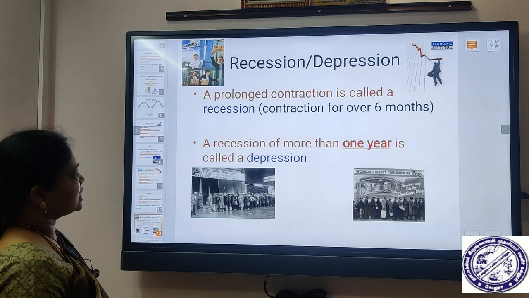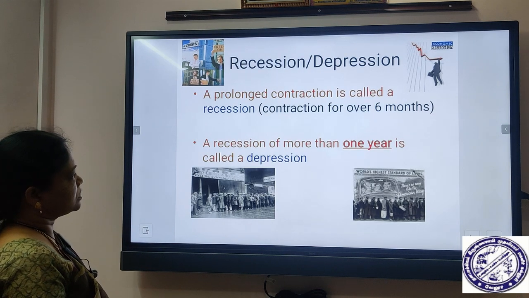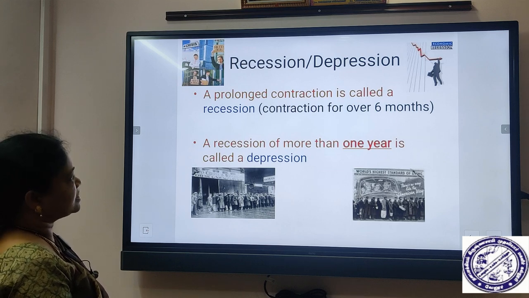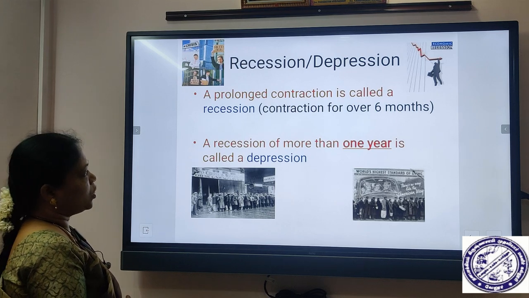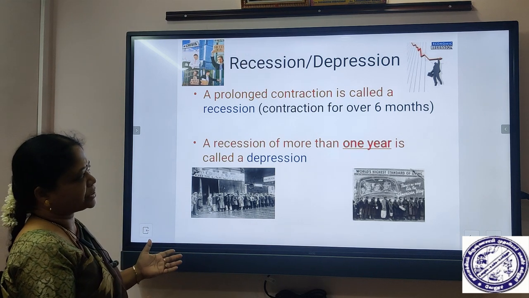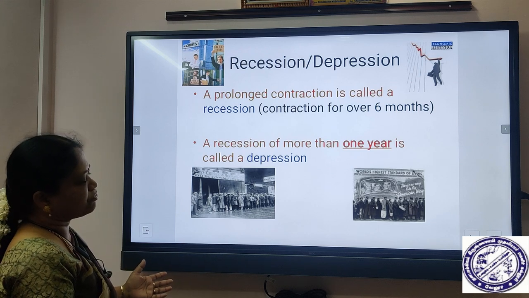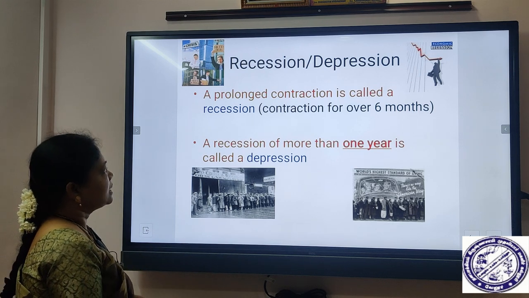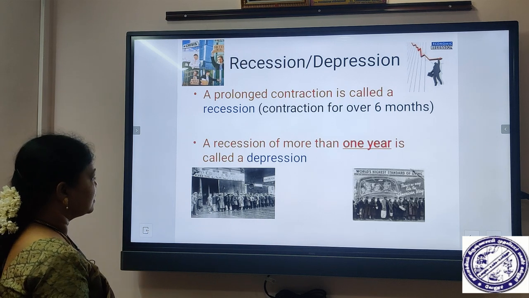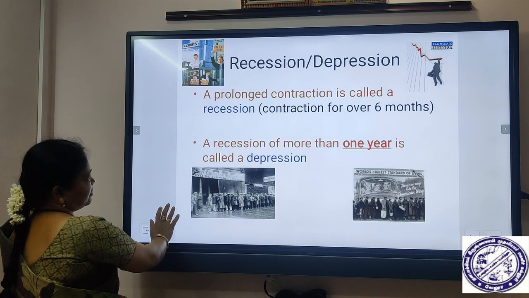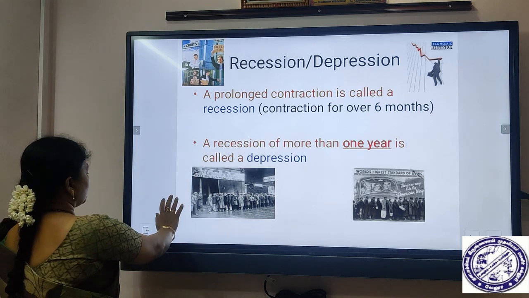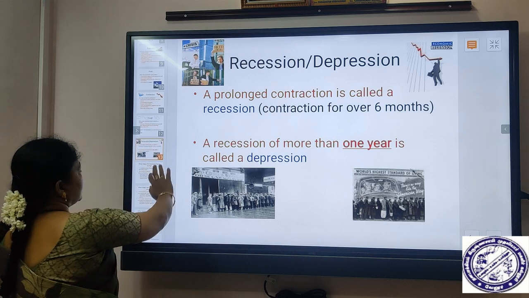So, recession and depression. A prolonged contraction is called a recession. If there is contraction in any economy for a period of more than 6 months, it is known as a recession, and a recession of more than 1 year is called depression. If there is recession in any economy for a period of more than 1 year, it is known as depression.